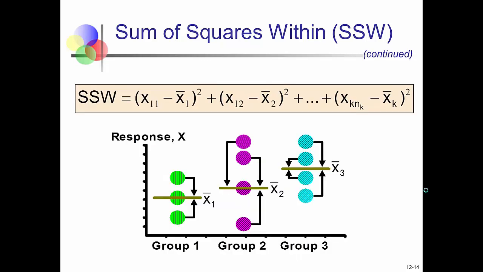Back to our picture, what we're really doing is looking at each of these green dots as they compare to that first sample mean. And we're only calculating that variation. And we add to that the variation that we see inside sample 2. So we compare each pink dot to the mean of those pink dots. Add to that the variation that we see in sample 3.